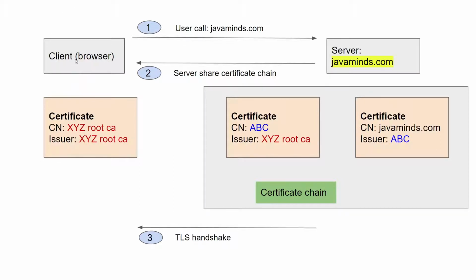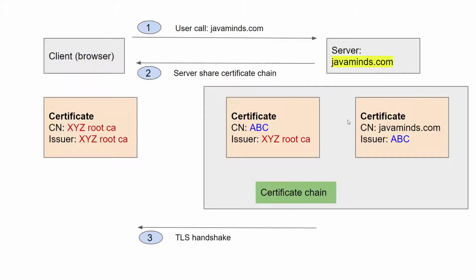The browser says, I am trusting this XYC root CA certificate, which means I can trust the ABC certificate, which means I can trust javaminds.com. So on the URL bar, you can see a green padlock, like an HTTPS secure site. The browser says this site is secure, the server is secure, and the user can share data with the server safely. It will be encrypted data, and whatever data is shared with the server, and from the server, will be authentic encrypted data.